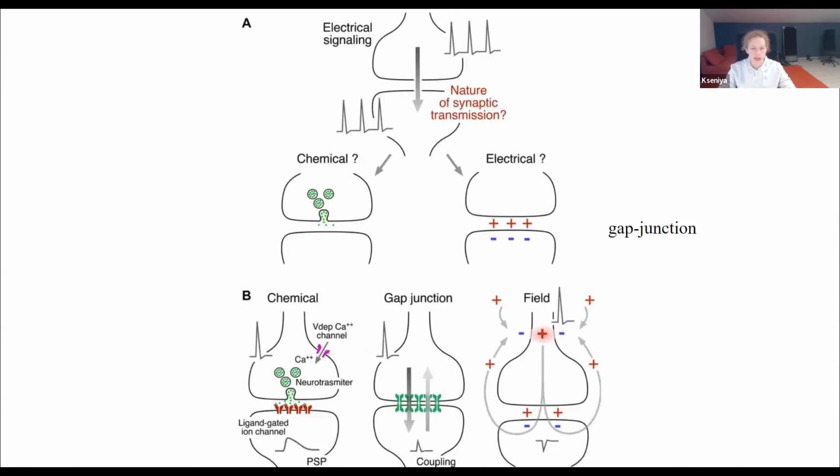In fact, synapses can be chemical and electrical, but electrical ones are not very common. In electrical synapses, the field is transmitted directly. Electrical synapses are connected by special proteins called connexins, and they are also called gap junctions.